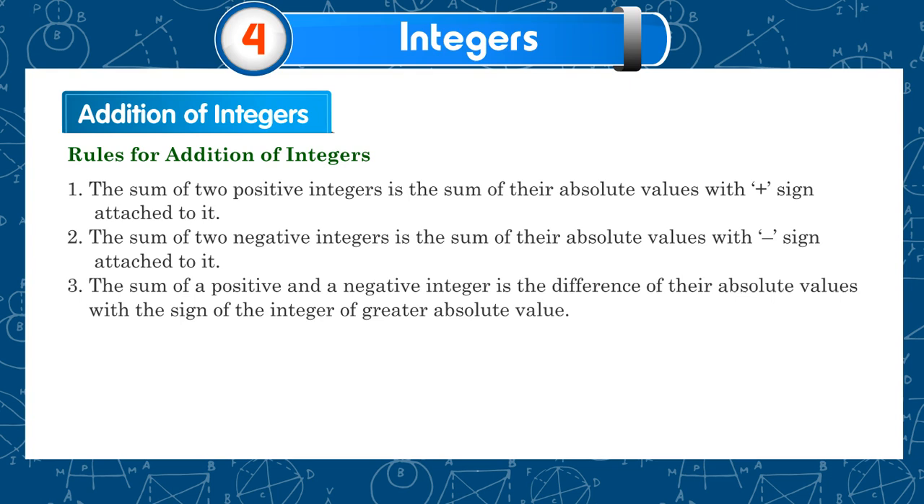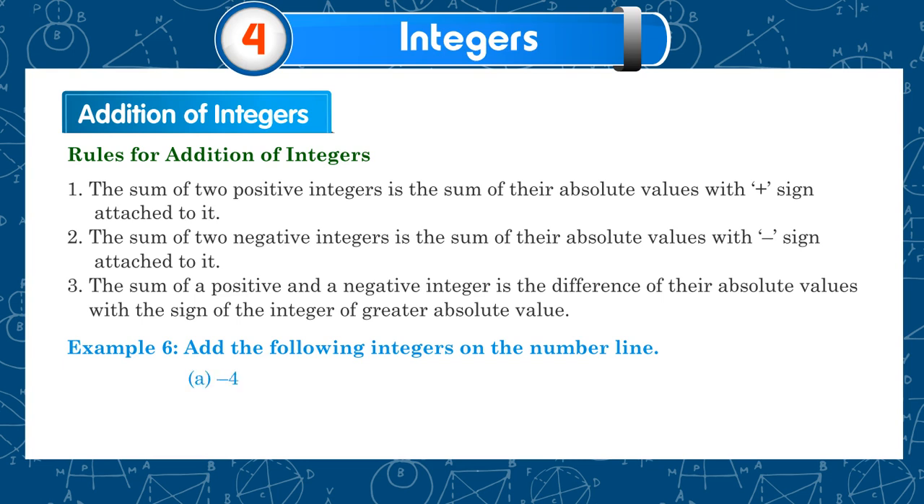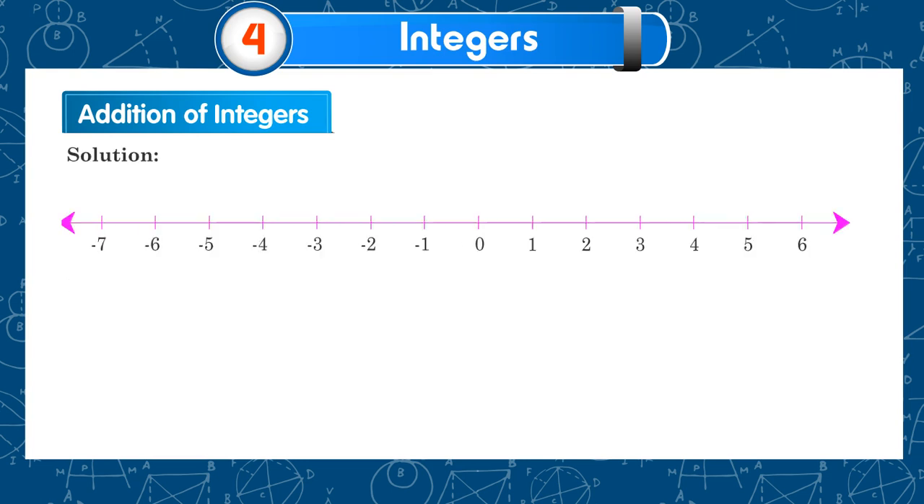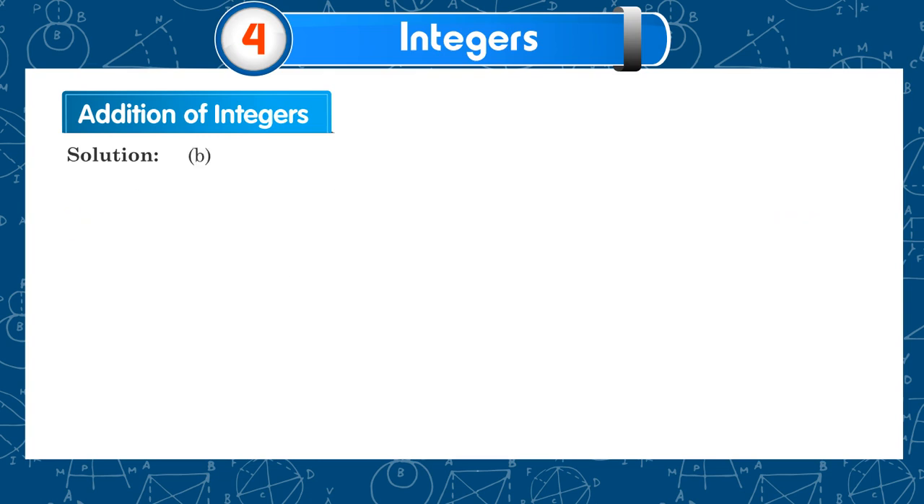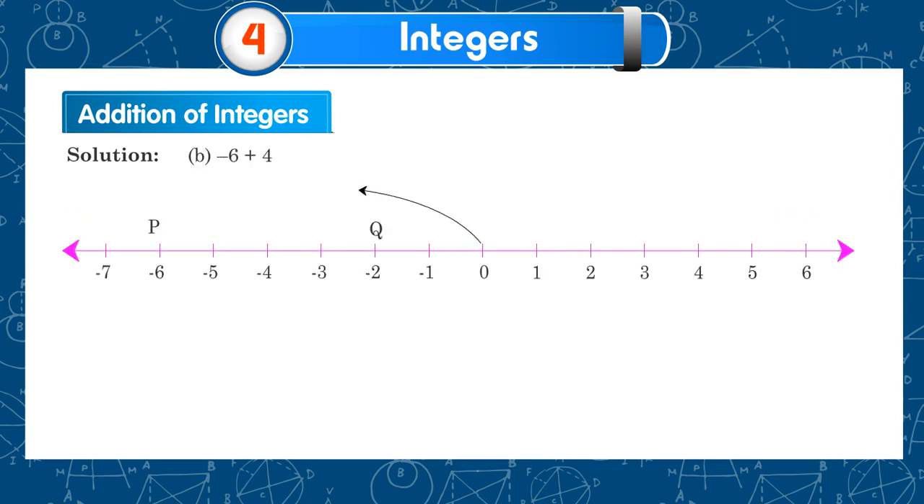Example 6. Add the following integers on the number line. A: -4 plus -3. B: -6 plus 4. Solution. A: -4 plus -3. B represents -7, so -4 plus -3 equals -7. B: -6 plus 4. Q represents -2, so -6 plus 4 equals -2.